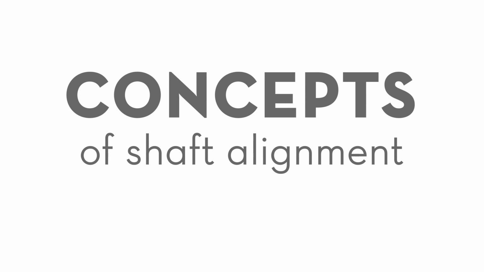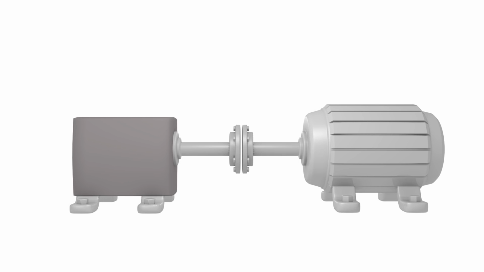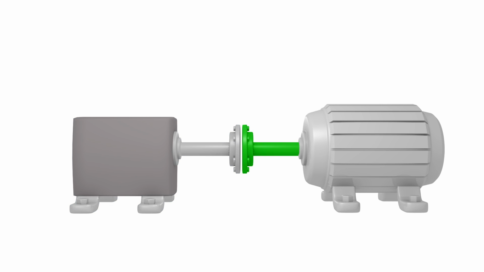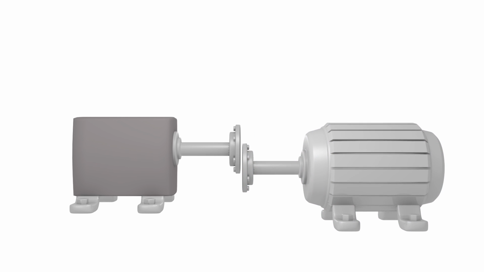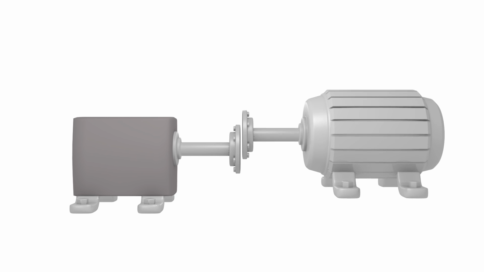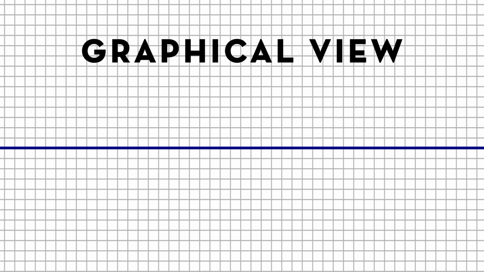Concepts of shaft alignment, offset and angularity. In shaft alignment, the shaft of the driven machine is typically considered stationary, while the shaft of the driver is movable. The movable shaft is adjusted in relation to the stationary shaft to bring both shafts into alignment and to satisfy machinery alignment tolerances. In this video, we'll be alternating between 3D view and graphical view.